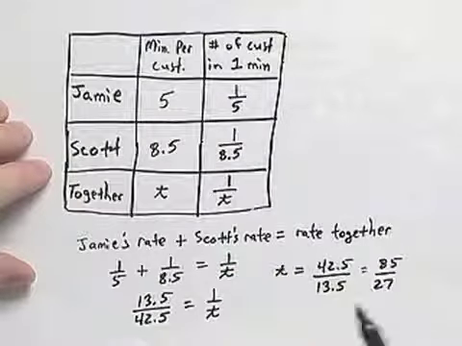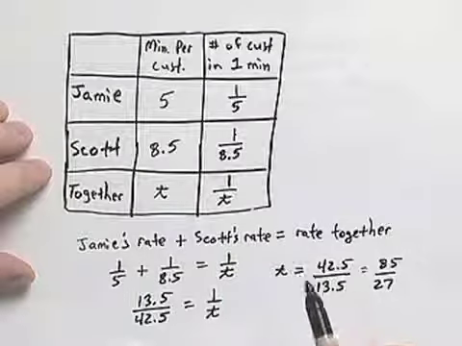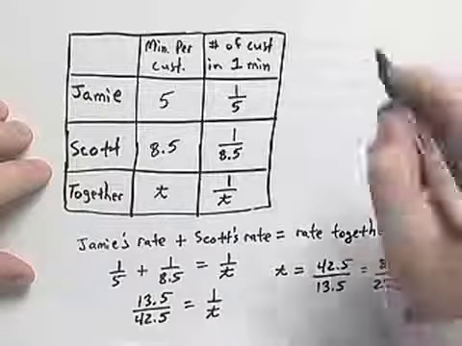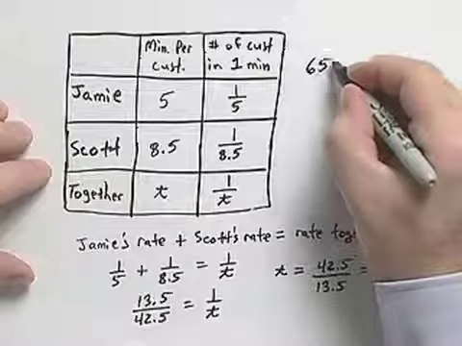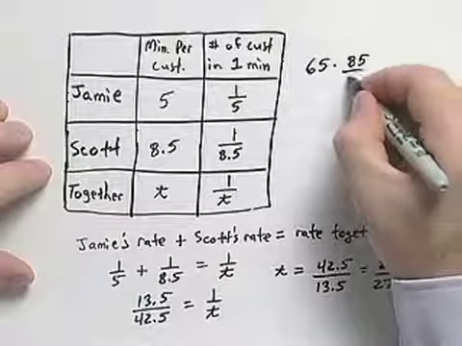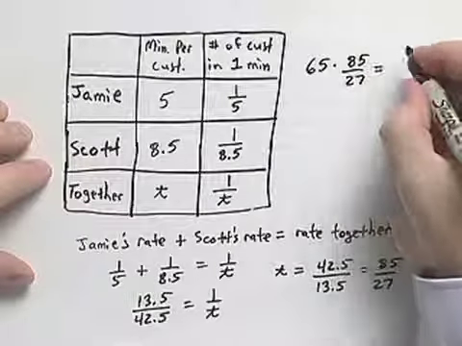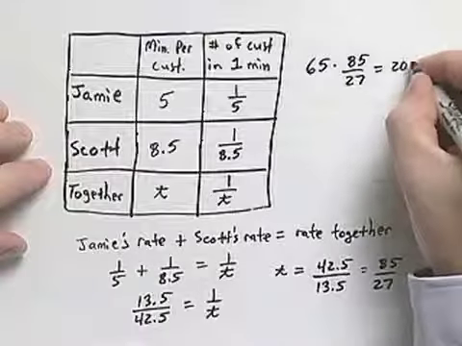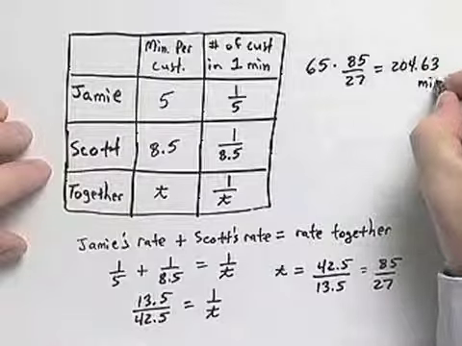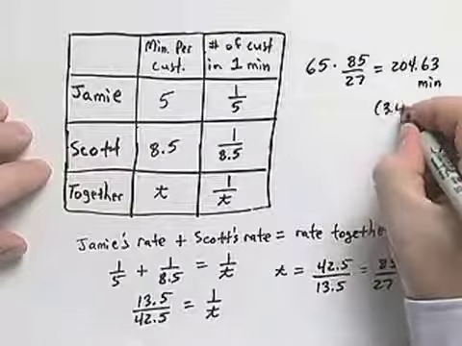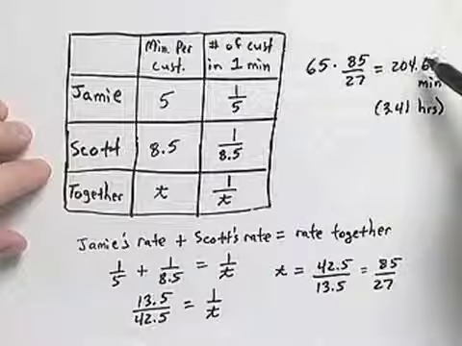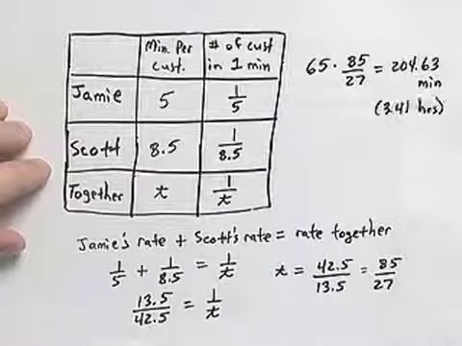The question asks us to find out how long it takes Jamie and Scott together to service 65 customers. Since we know the time for one customer, we just take the number of customers, 65, times the time per customer, which is 85 over 27 minutes, and we'd get 204.63 minutes. And that's roughly 3.41 hours. So to service 65 customers, it would take both of them working together about 3.41 hours.